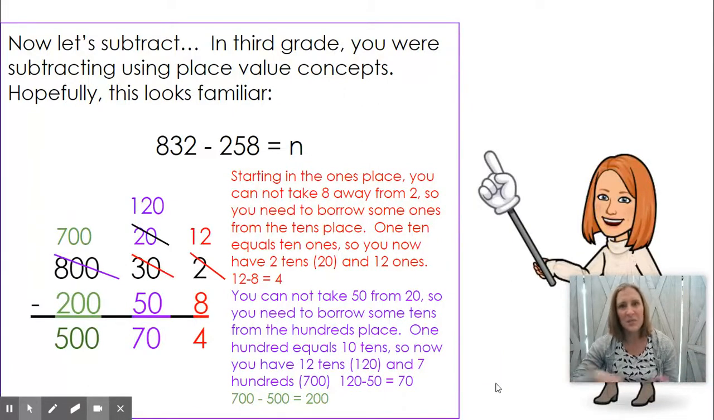Now, let's do some subtracting. So in 3rd grade, you were using place value like pros. We broke apart those numbers. So for example, we had 800 plus 30 plus 2 minus 200 plus 50 plus 8, which gives you your total, right? So that subtracted from each other would give you 574.